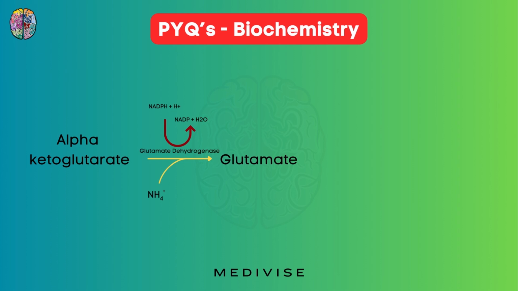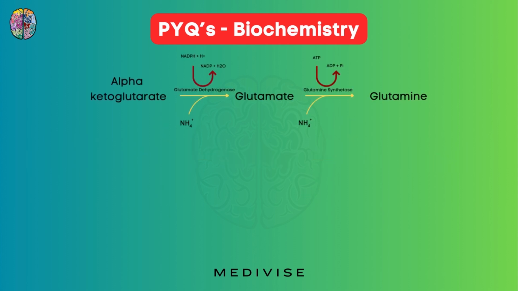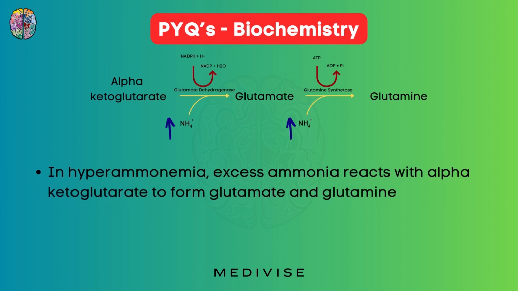This happens with the help of glutamate dehydrogenase. Now again, this glutamate reacts with ammonia to form glutamine with the enzyme glutamine synthase. So first you have alpha ketoglutarate, then glutamate and then glutamine. At each step ammonia is added. Now the question asked what will happen if ammonia is increased? So in hyperammonemia, the excess ammonia reacts with alpha ketoglutarate to form glutamate and then glutamine.